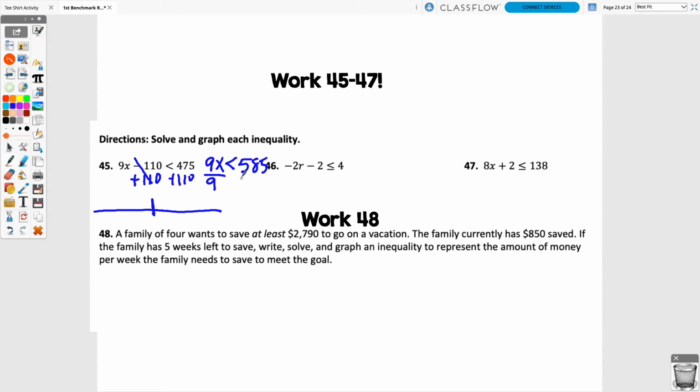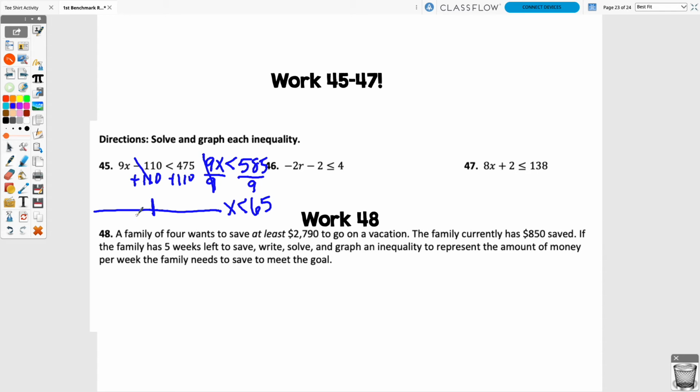So since I'm dividing by 9, do I have to flip my sign around? No, because we're dividing by a positive number. So x is still going to be less than. And then Aubrey, what did 585 divided by 9 give me? 65. So x is less than 65.